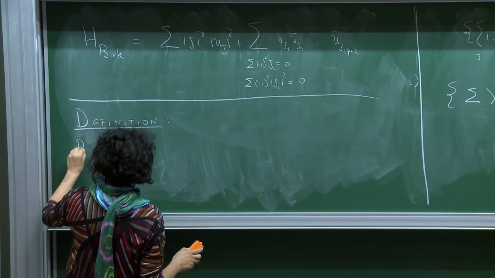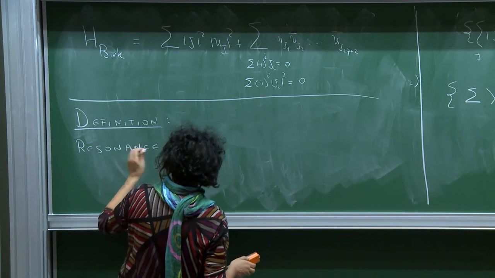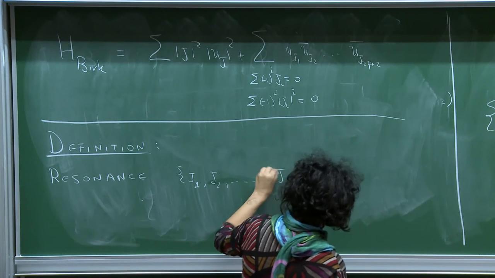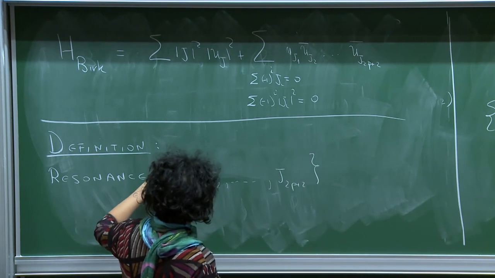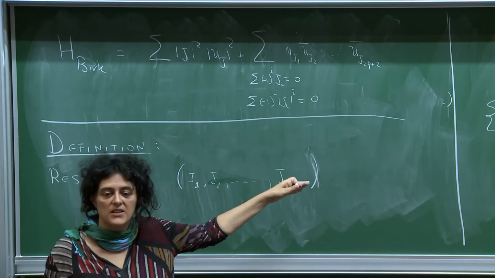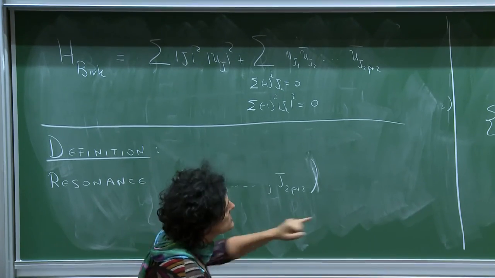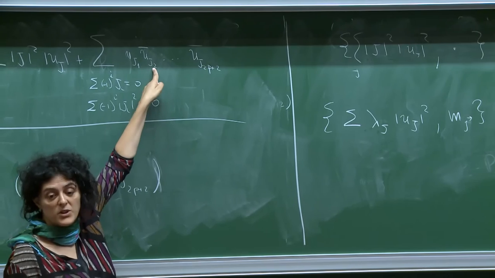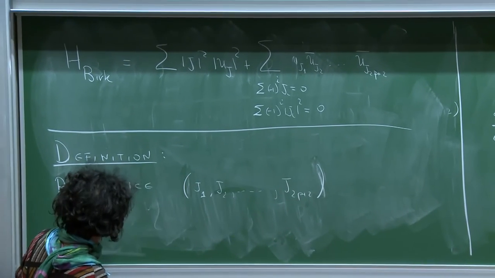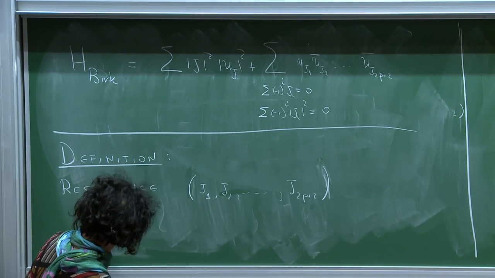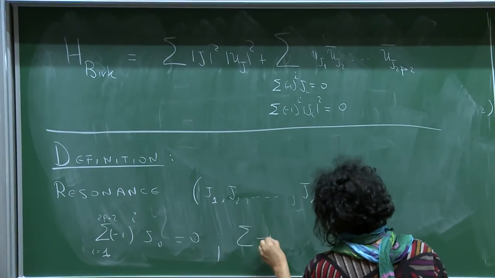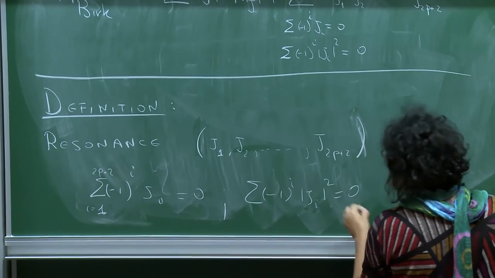My first definition is resonance. A resonance is a sequence of vectors (J1, J2, ..., J2p plus 2). When I put the round bracket, I mean that these are ordered. I do not want to mix the components, because from this formula I cannot exchange an even with an odd, it will not give me the same monomial. So a sequence like this, such that the sum of minus 1 to the i, ji is equal to 0, and the sum of minus 1 to the i, ji squared is equal to 0.